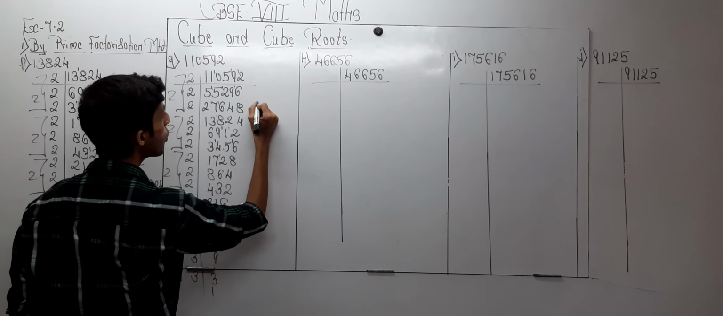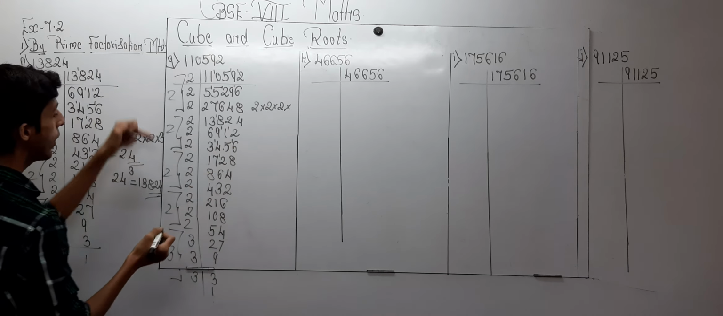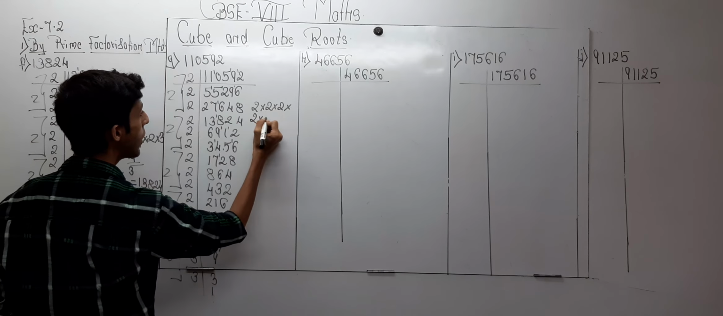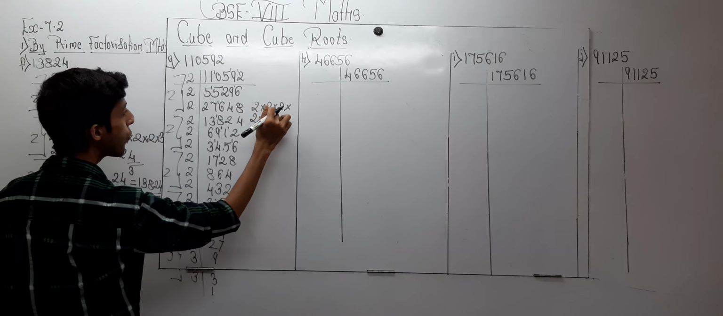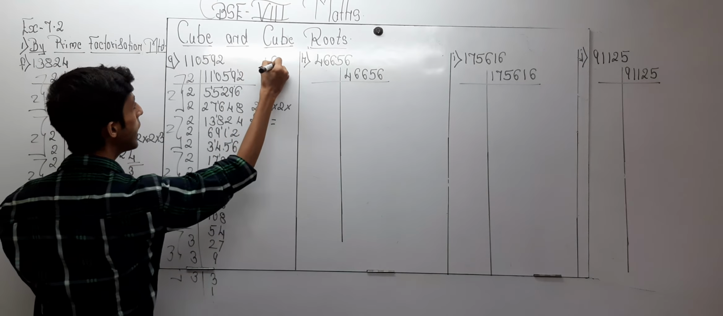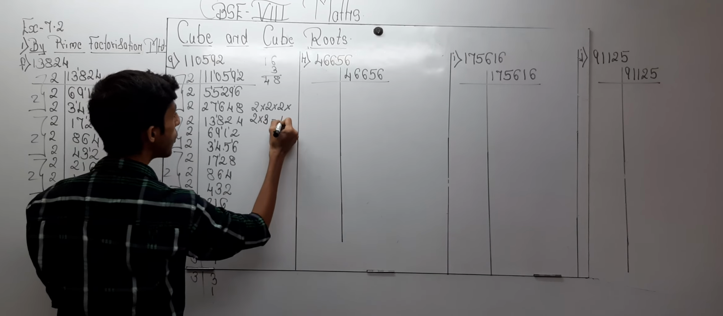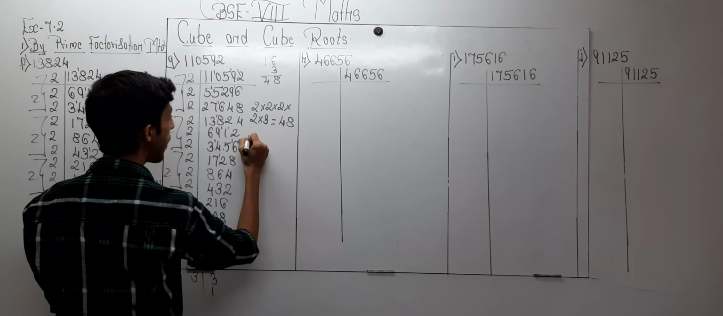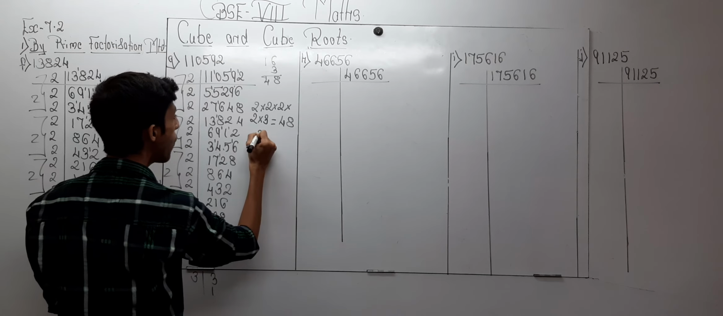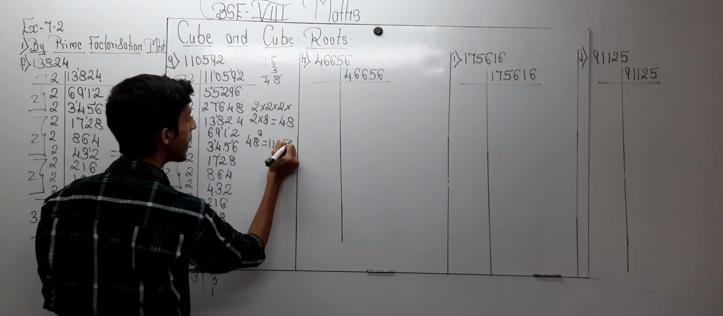So what I will do is 2 multiplied by 2 multiplied by 2 multiplied by 2, multiplied by 3. So 2 to the 4, 4 to the 8, 8 to the 16, 16 3s is the answer. So 16 multiplied by 3 is 48. That means 48 cubed will be equal to 110592.